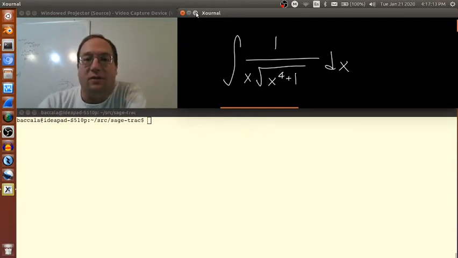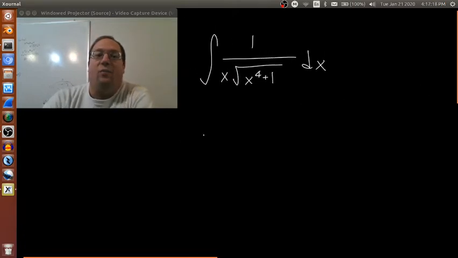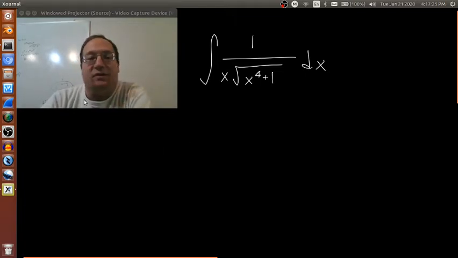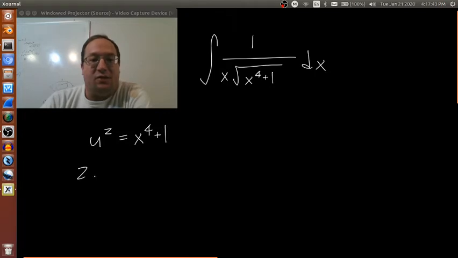So let's start by taking a look at this integral, put it right here. And how might we do this, just like I said, if you were using first year calculus? Probably a good guess would be to do a variable substitution with u squared equals x to the fourth plus 1, and then the square root of u squared is going to be u. Let's give this a shot, and we'll differentiate both sides.